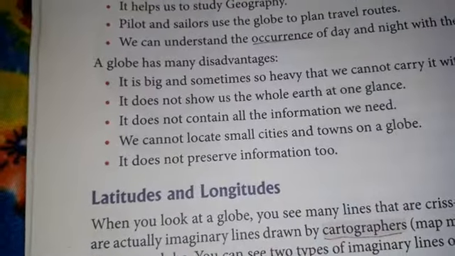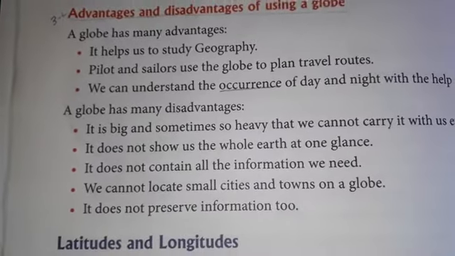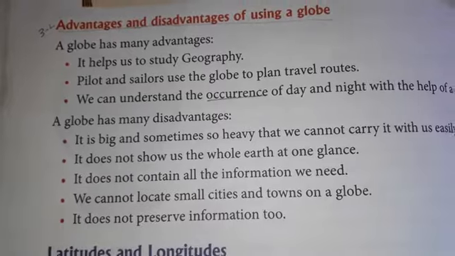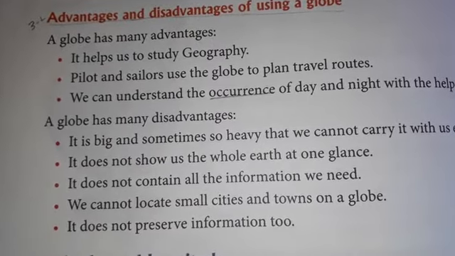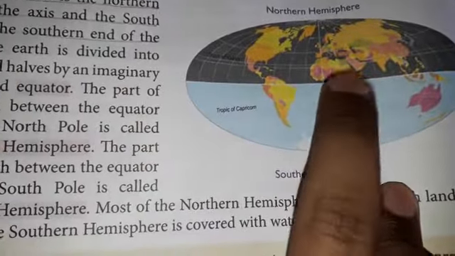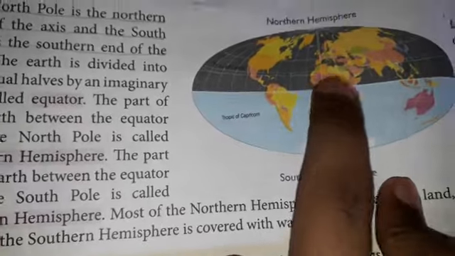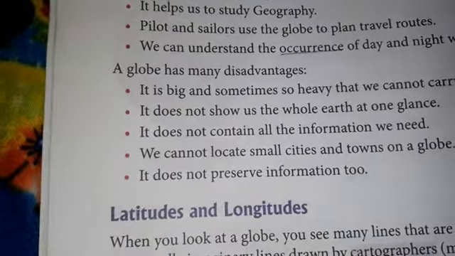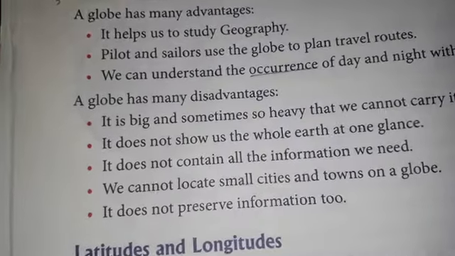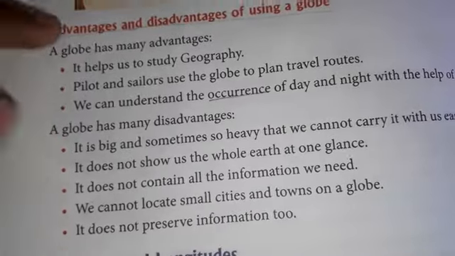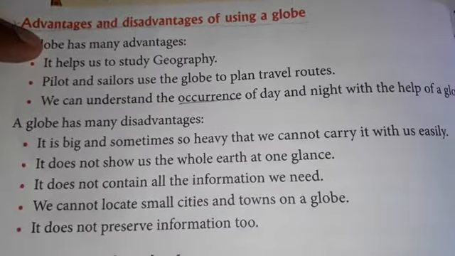It does not contain all the information we need. We cannot locate small cities and towns on a globe. On a globe we cannot easily find small cities and small places. So, it is another disadvantage of the globe. It does not preserve information too. So, there are some disadvantages and some advantages of the globe.